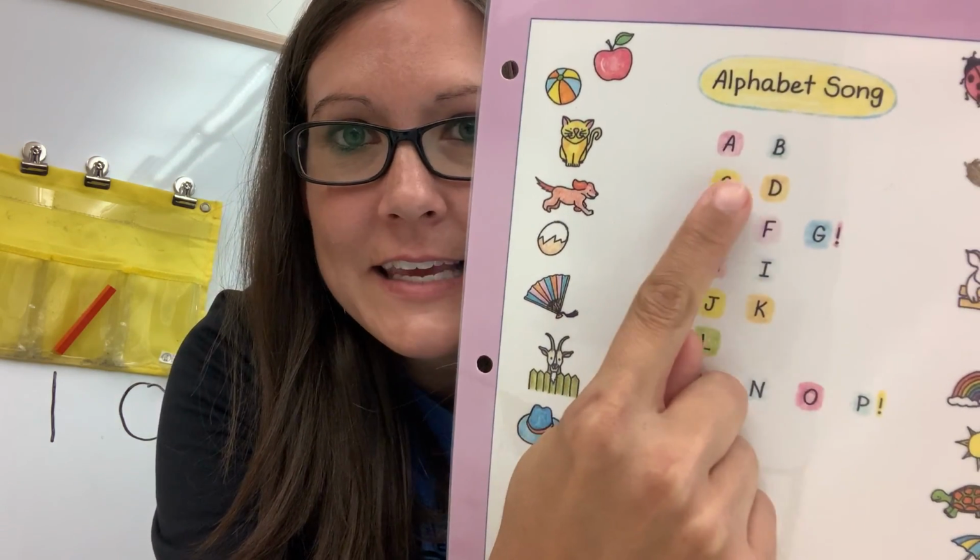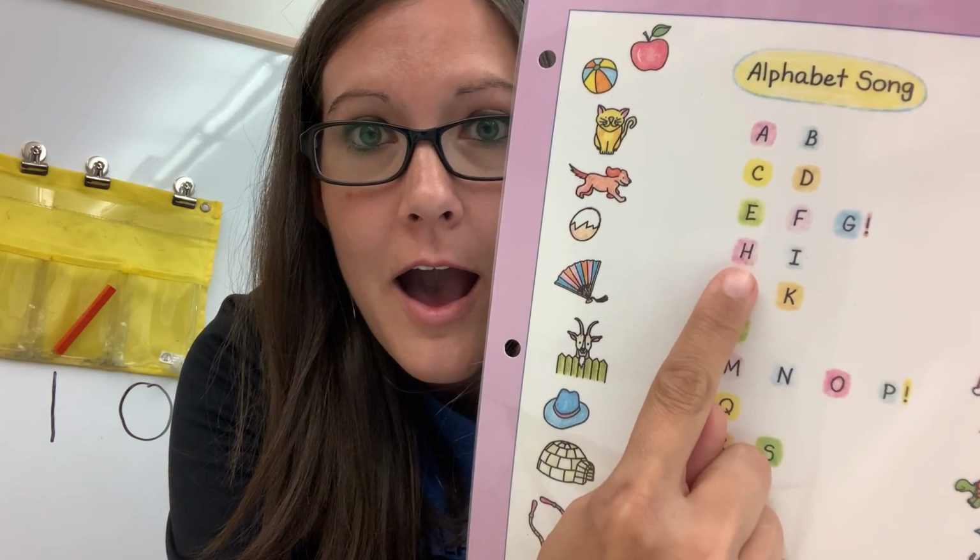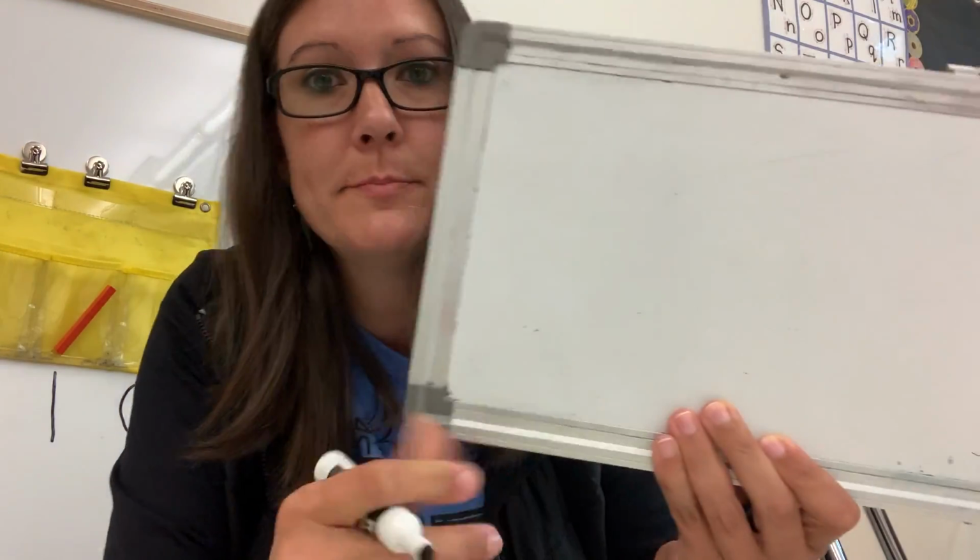A, B, C, D, E, F, G, H. H is the next letter in the alphabet. I'm going to write that on my whiteboard so that you can see it. My whiteboard's blank right now.